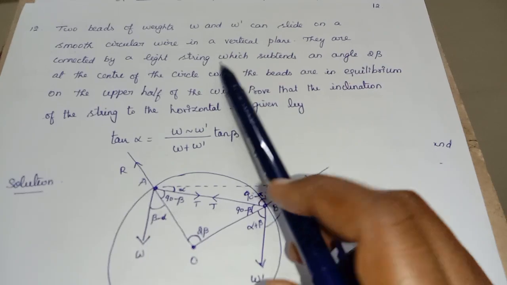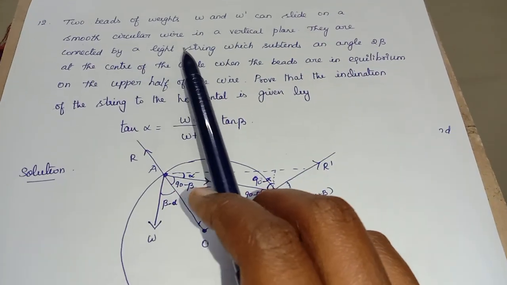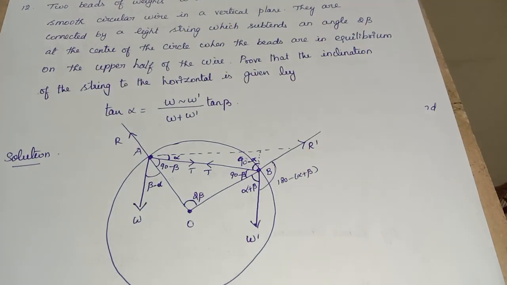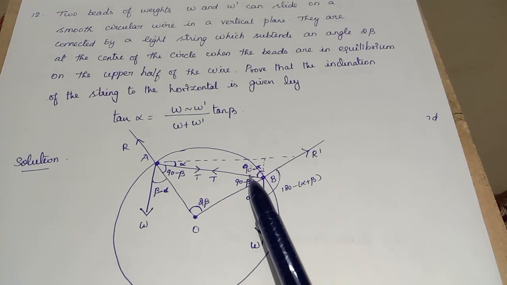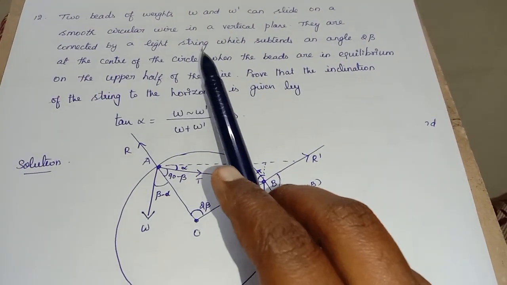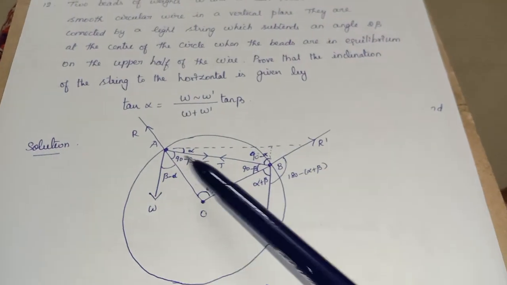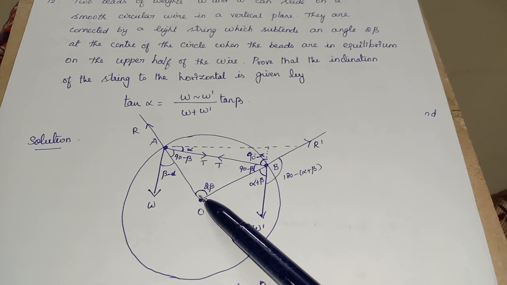Two beads of weights W and W dash can slide on a smooth circular wire in a vertical plane. I have a smooth circular wire, and I have two beads which are tied by means of a string. They are connected by a light string which subtends an angle 2 beta at the center of the circle.